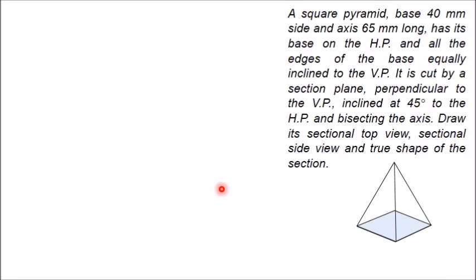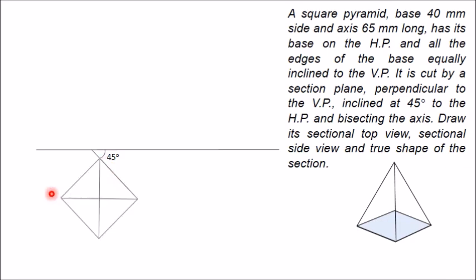Now the first step is to draw the XY line, so I have drawn the XY line. Now to keep this base equally inclined with VP, you should draw a line inclined at 45 degrees to the XY line. On this line mark 2 points. These 2 points, 1 and 2, are two corners of the base, and from here once you draw this line you can complete this square by drawing perpendicular lines of length 40 mm. Now you can join these two opposite corners.